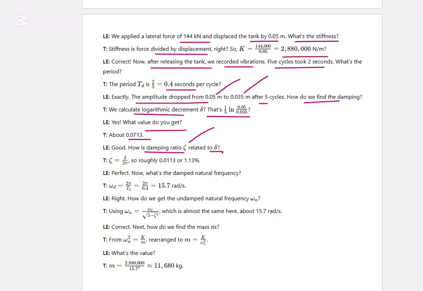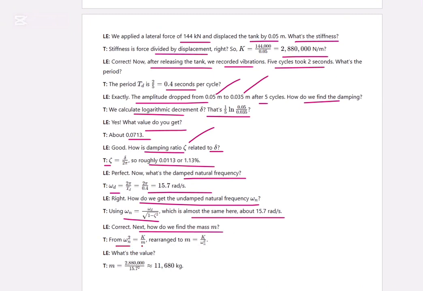How is damping ratio? Eta is related to the logarithmic decrement. Damping ratio is nothing but logarithmic decrement divided by 2 pi. So roughly it's 1.13%. Perfect. What's the damped natural frequency? We can calculate damped natural frequency. And how do we get the undamped natural frequency? Using this relation. That's almost 15.7. Both are almost equal. And how do we find the mass? From natural frequency we can get the mass. What's the value? It's 11,680.